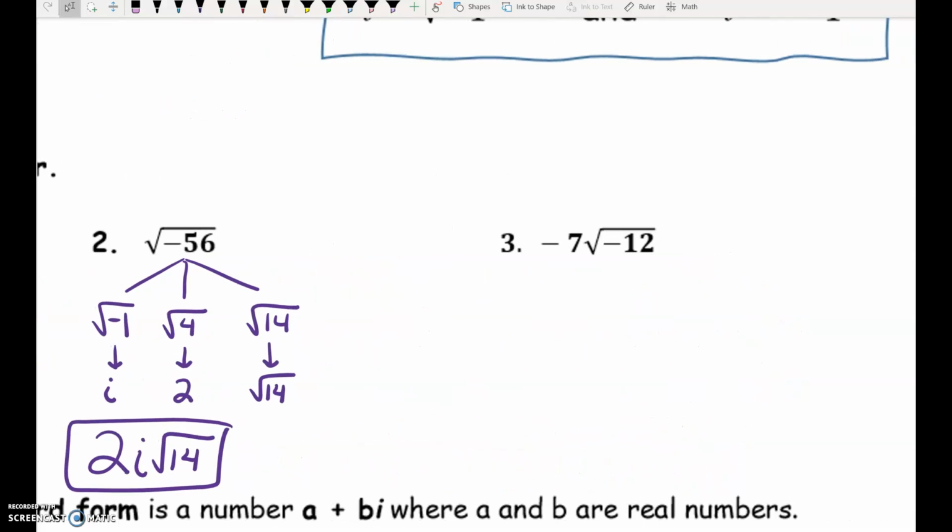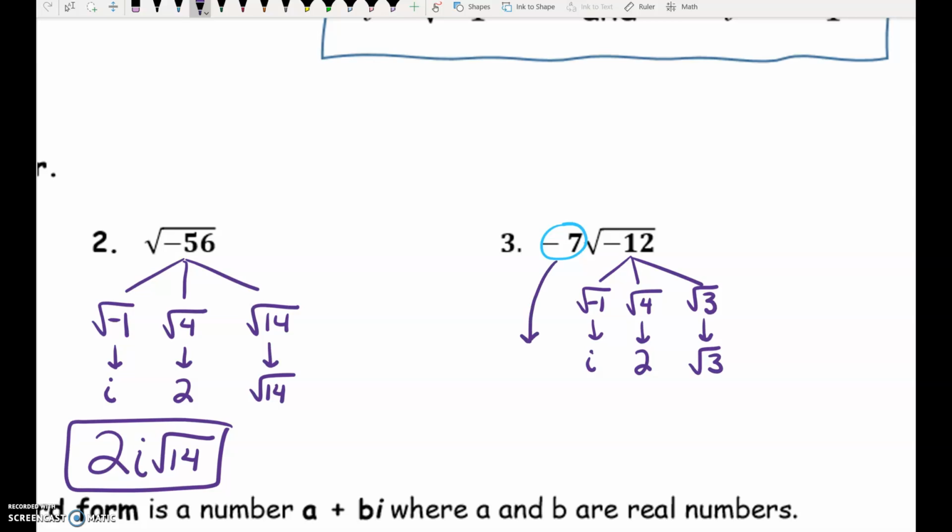Okay, let's try number 3. Number 3, we have a negative 7 that we're just going to hang on to. Let's simplify the square root of negative 12. We're going to split this into the square root of negative 1. And how do we split up 12? 4 and 3. So we got an i, we got a 2, we got a square root of 3, and we have a negative 7.